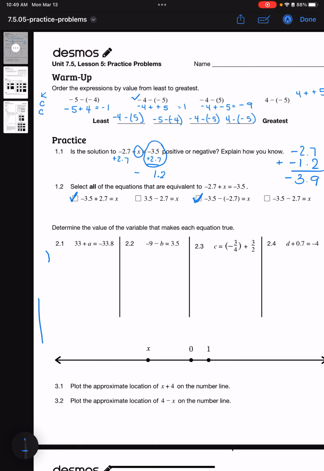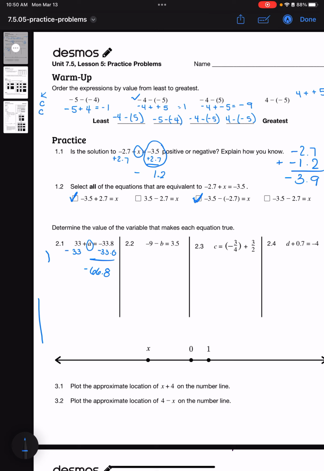So determine which one makes the equation true. I want to isolate my variable, which is a. So I'm going to subtract 33 from each side. And a negative and a negative together would give me -66.8.